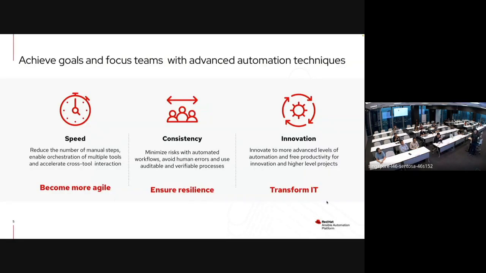So what are we trying to achieve in terms of the goals and the focus of the teams? Some of these things are not unfamiliar to you. We talk about things like speed, consistency, and innovation. Ultimately, we are trying to achieve consistency with automation so that we can do things faster, and hopefully the time that we save can be used for doing other more innovative work. That's how we are looking at how we can transform IT accordingly.